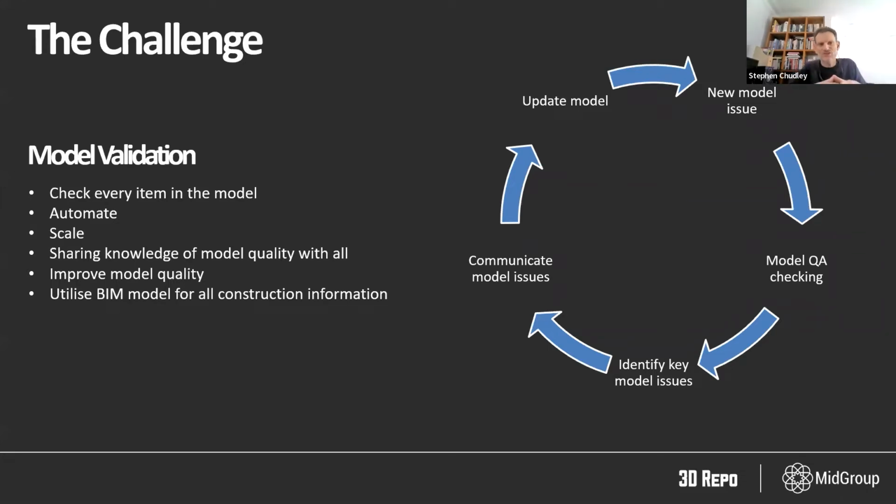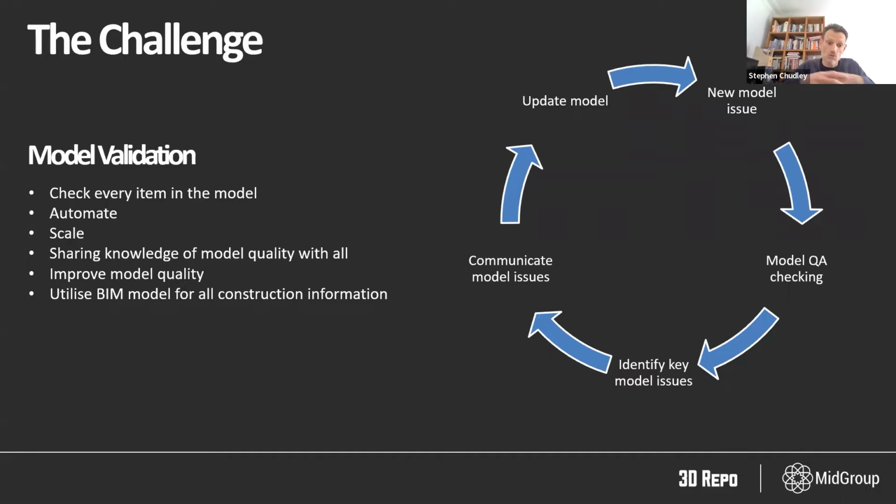The challenge that was set was to make sure that we check every item in the model. So this is about how we improve model validation. How can we improve this process? Checking every item in the model is an absolute given, really. We have to automate it. There's no way we can check every single item of every single model with a human being. It's just not feasible.